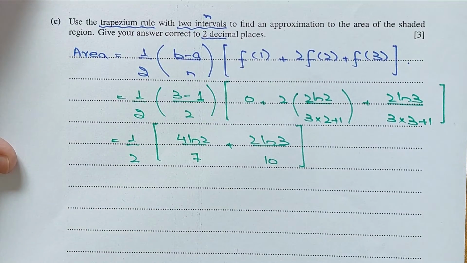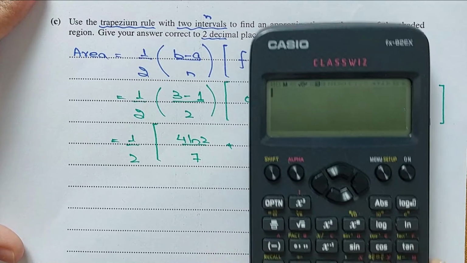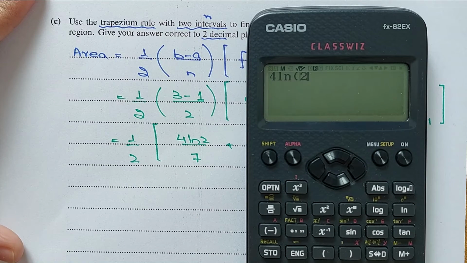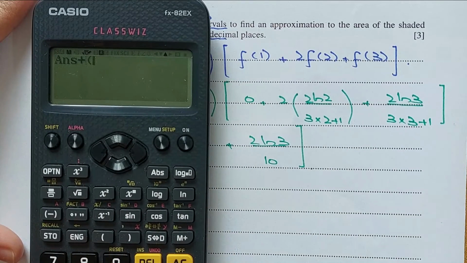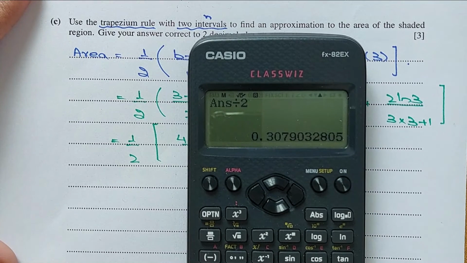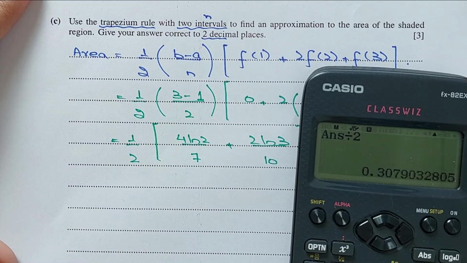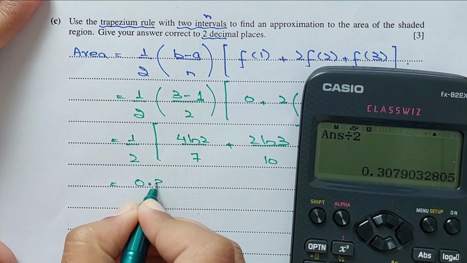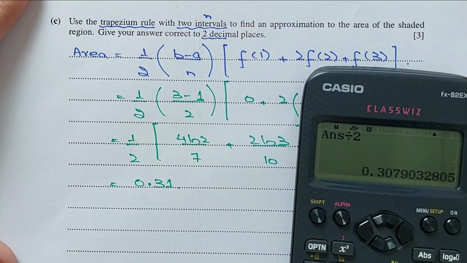Let me calculate this. We have 4 ln 2 divided by 7 plus 2 ln 3, and we have divided by 10 and divided by 2. This is 0.307, and up to 2 decimal places the answer is 0.31. So we can say the area is 0.31 up to 2 decimal places.